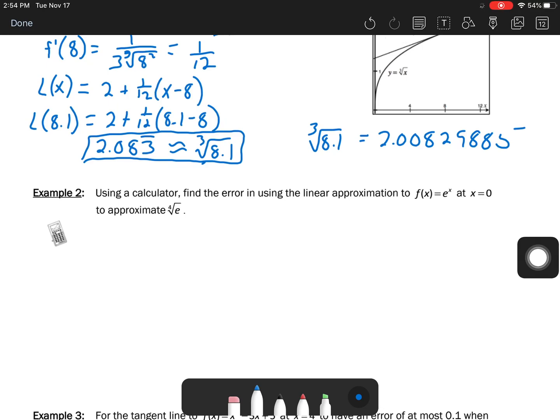So what do we want to do? We want to find, first of all, let's just do our f prime of x. And so we know that the derivative of e to the x is just e to the x. That's pretty easy. And so if we do f prime of, we're doing this at 0, and if I put a 0 in there, e to the 0 is just 1.